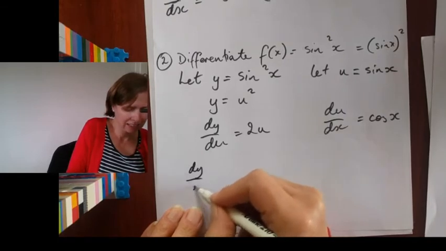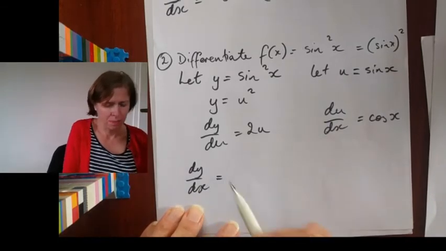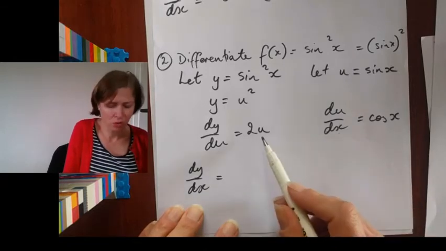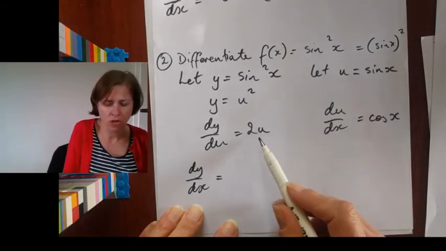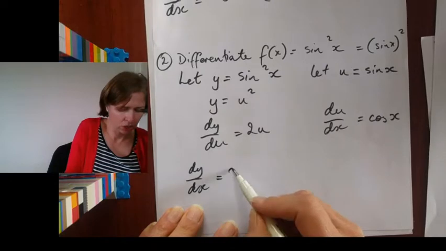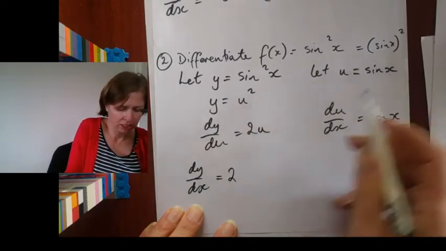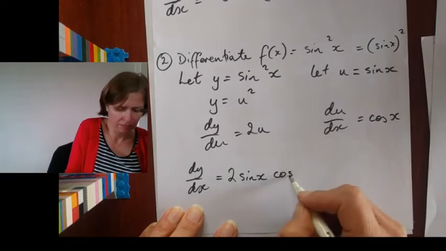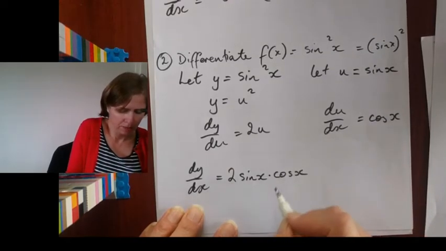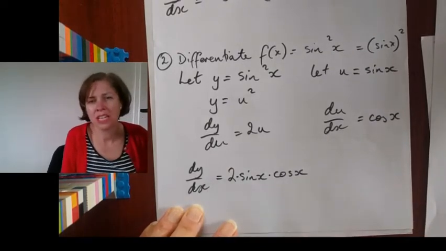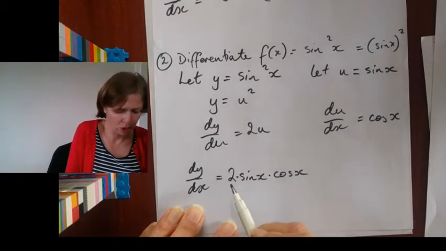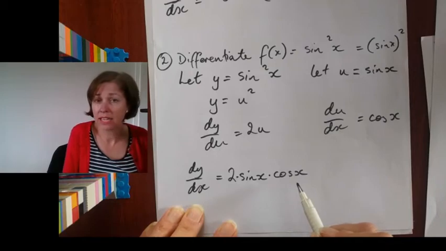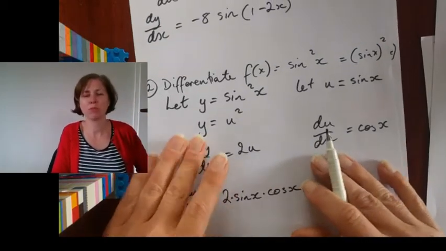dy dx is what I want now. It's going to be dy du times du dx. But I don't want to keep u. I want to replace u now with sine x. So that's going to be 2 times u, which is sine x, times cos x. And I'm going to put my little multiplication points in there just to make it really clear. I'm multiplying 2 times sine x times cos x. And that's the answer. 2 more examples.